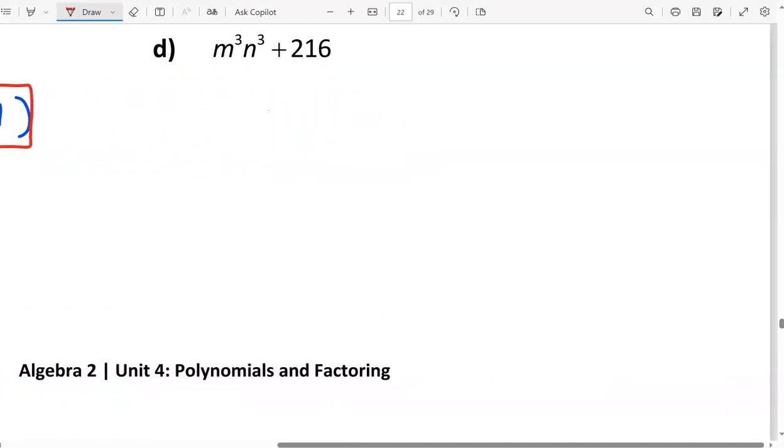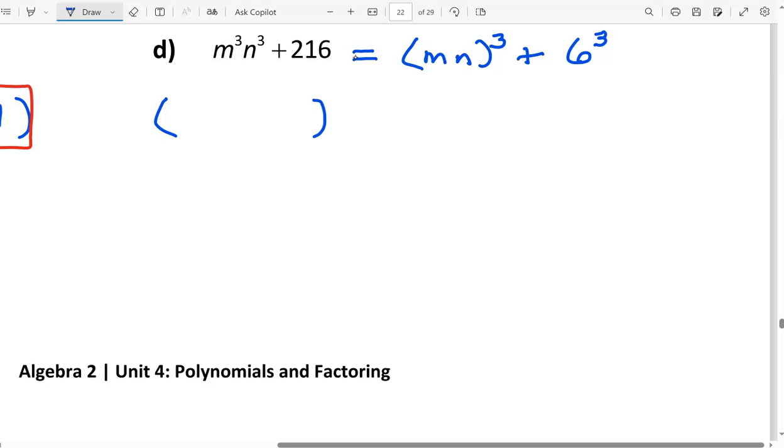For D, letter D, you're going to recognize this as mn, the quantity cubed, plus 6 cubed. Now, unlike squares, remember the sum of two squares is prime, the sum of two cubes is not. We can factor it. So I'm going to construct my binomial factor by just uncubing. So mn and 6 are the terms.